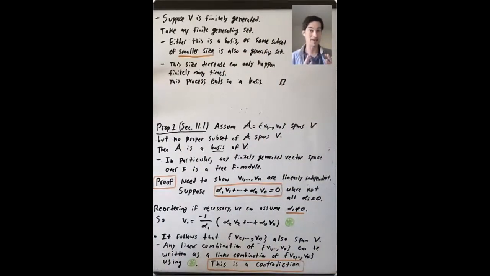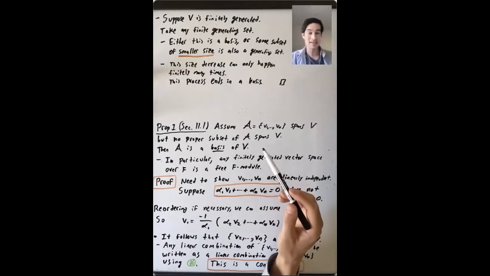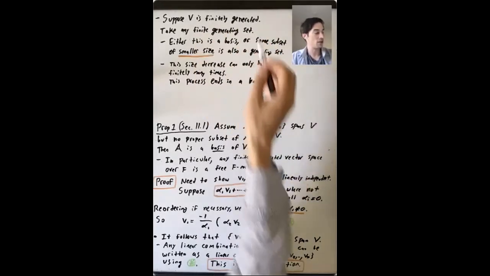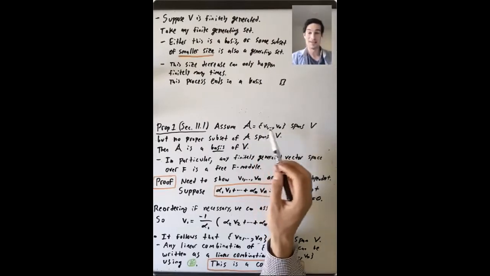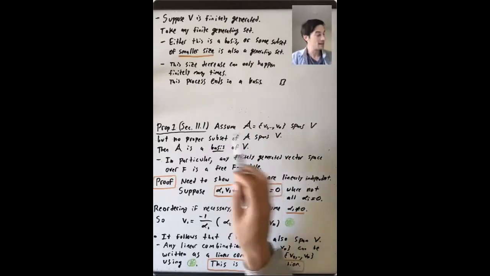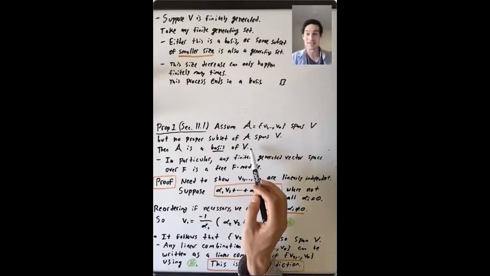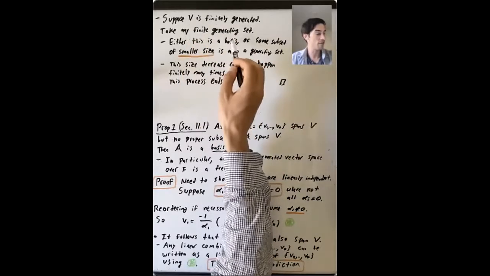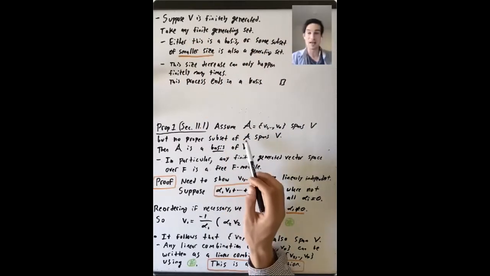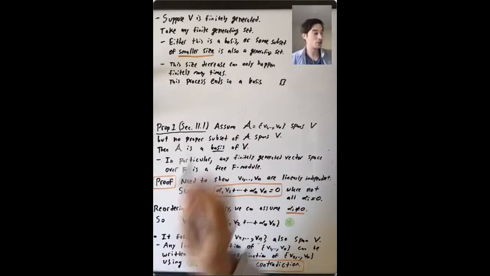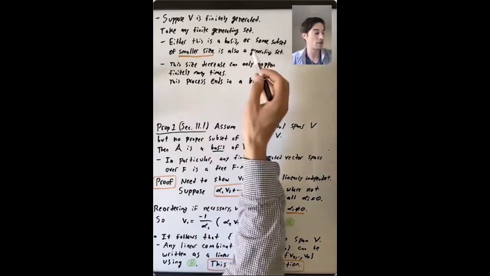Either that set is already a basis, or if it's not a basis, what that means is that it's not linearly independent. So you have your finite generating set. Set that equal to A. If it were the case that no proper subset of this finite generating set spanned V, then it would be a basis. So either you have a basis or some proper subset of this finite generating set also has to span V. And what's true about that proper subset is it has smaller size.